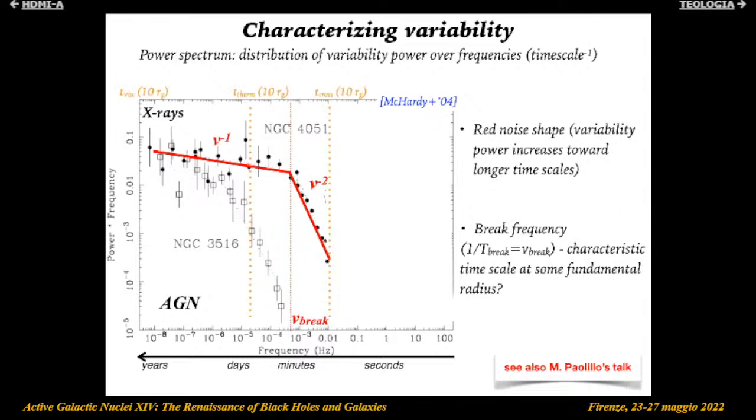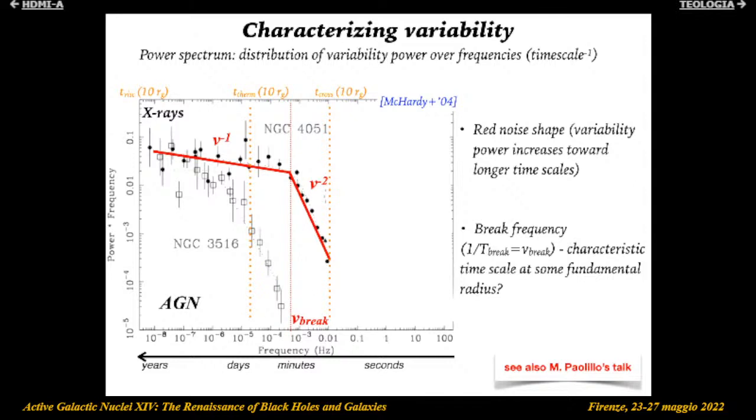But since these timescales depend on many unknown parameters of the accretion flow, it is really difficult to directly associate these features to some specific timescale. And here, just as an example, I show three typical timescales of the accretion flow at 10 RG for a source like NGC 4051, just to compare this frequency break with known timescales. So this is the crossing time at 10 RG, the thermal timescale, and the viscous timescale. So as you see, there is no clear coincidence between the two.